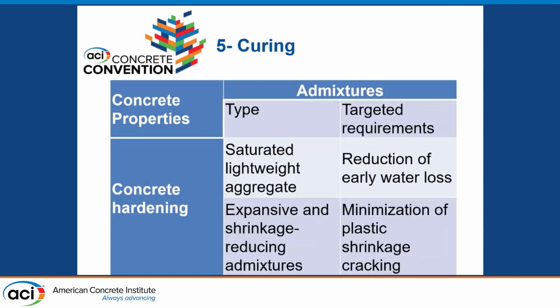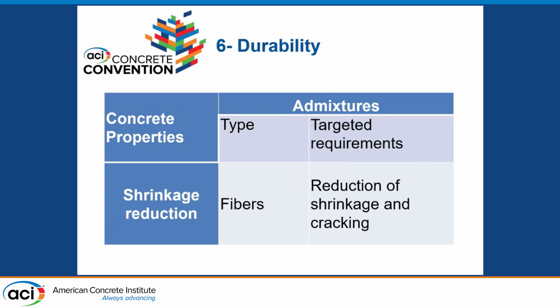And for the hardened concrete properties, we have seen saturated lightweight aggregate providing a reduction of early water loss. We can also have shrinkage reducing admixtures to reduce the plastic shrinkage. So that's a lot of different types of admixture. I think the idea is really to see the combination that works best for your system. And for shrinkage reduction, fibers are one option to reduce shrinkage and cracking.